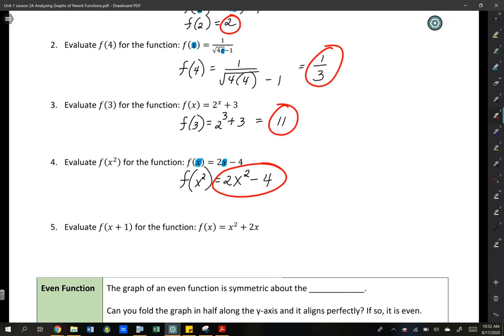And for fun, I added another one that maybe looks a little scary. We're going to replace x with x plus 1. So wherever we see x in the function, we're replacing it with x plus 1.